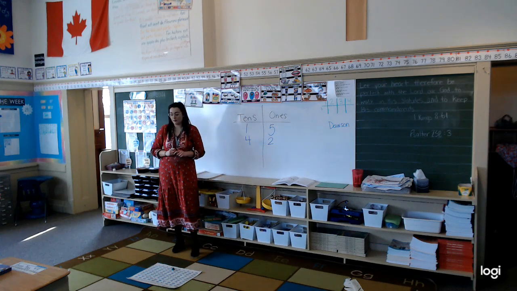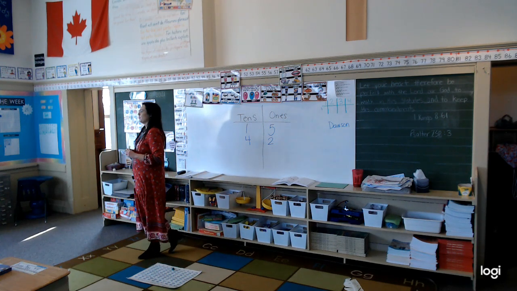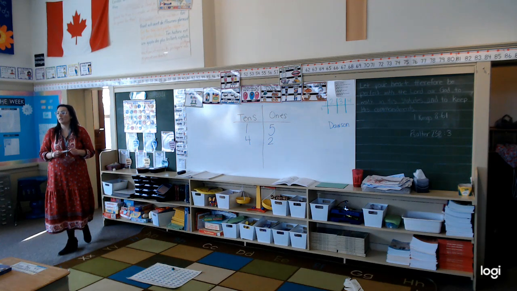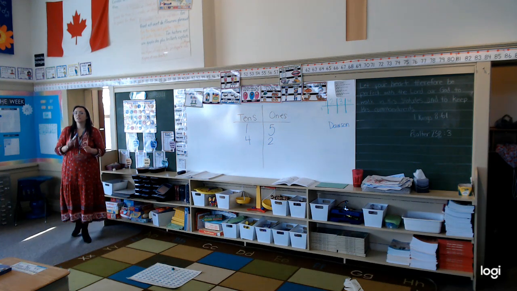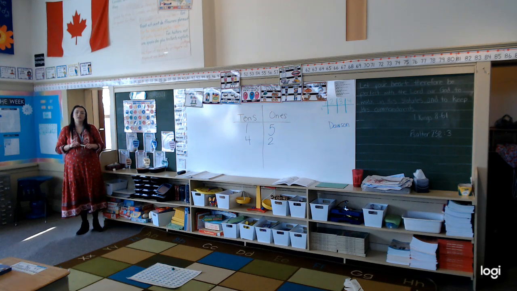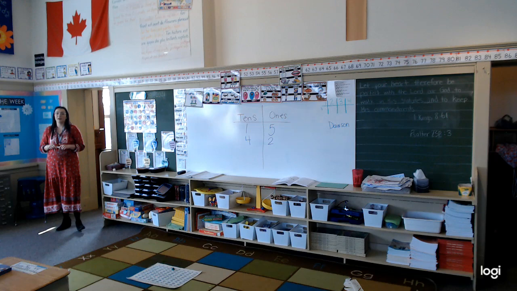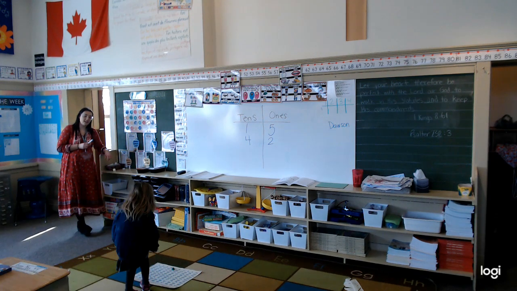My second number has 4 groups of 10 and 2 ones. What number is that? Lock it in your brain. Put up your hand. What number is that? Scarlett. 42. Do we agree with that? Yes. Come on up, Scarlett.